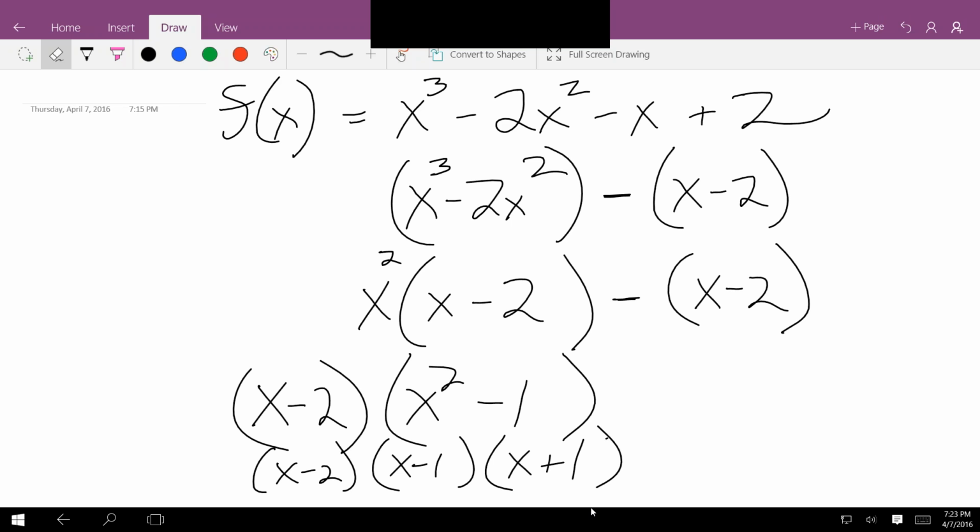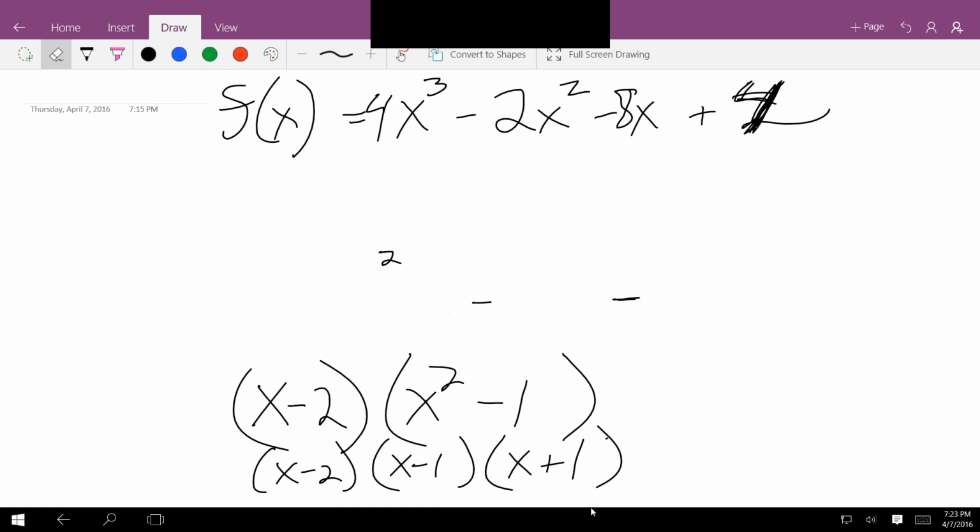Okay. Let's change the problem slightly and put a 4 there and an 8 there and a 4 there. Now, I can still solve it by grouping because the ratio of these things is the same. In other words, the ratio of the coefficients are 4 over -2, which is the same as -8 over 4. So that means that it can be solved by grouping.